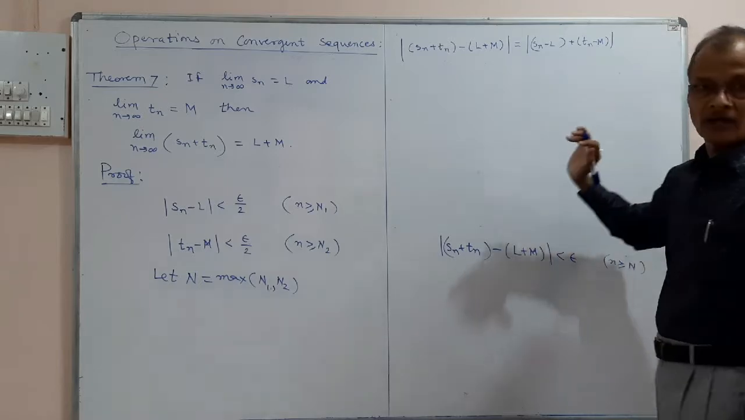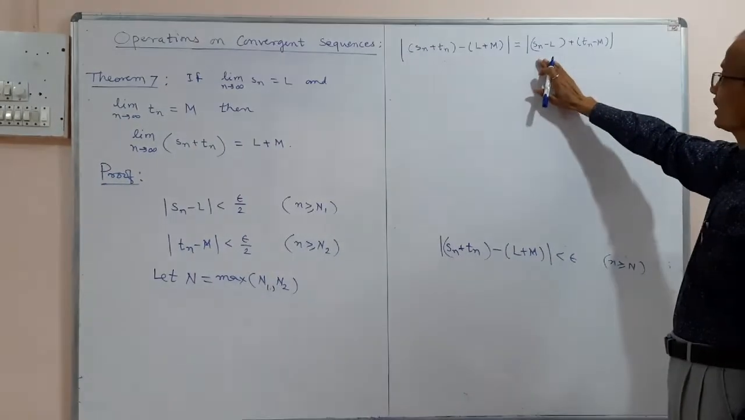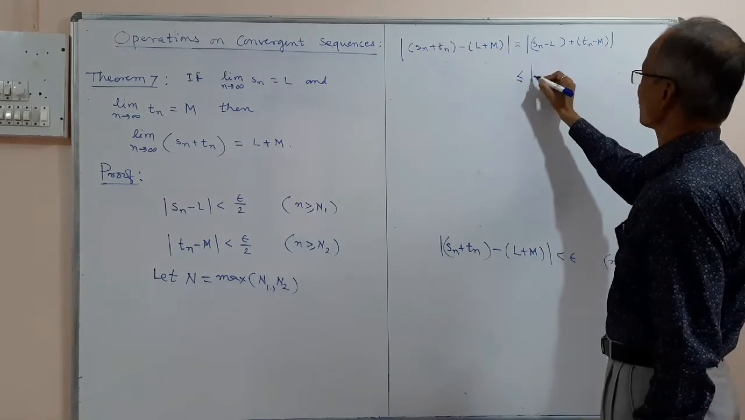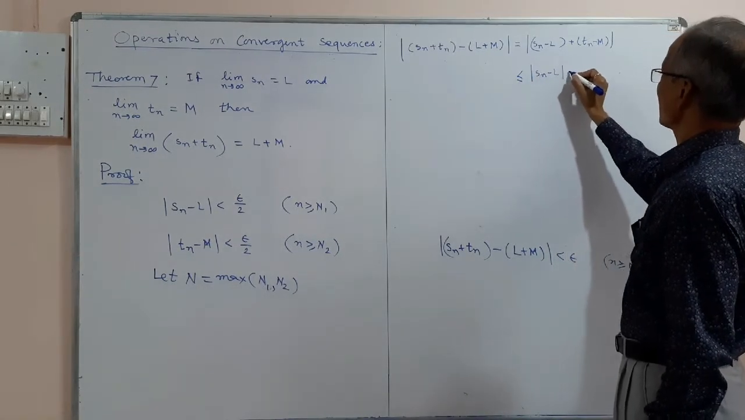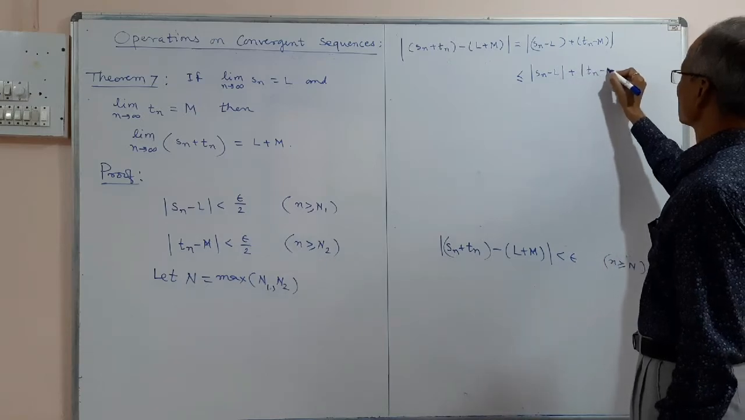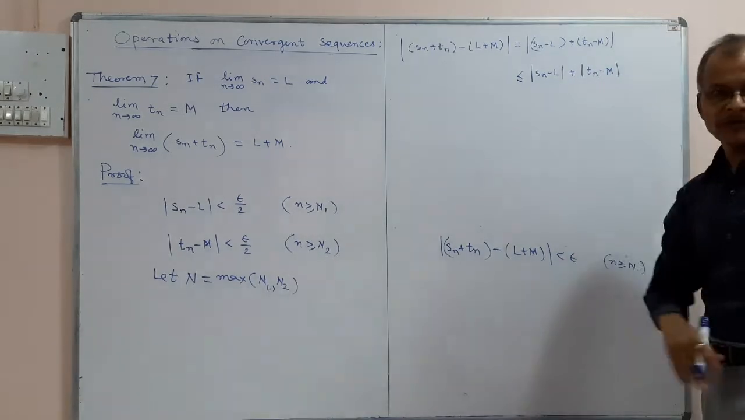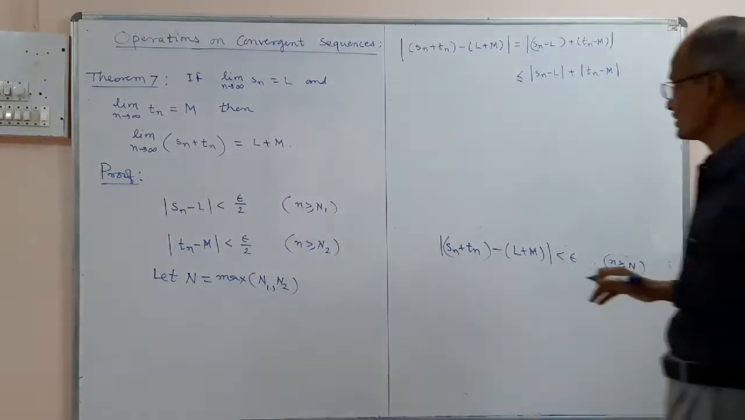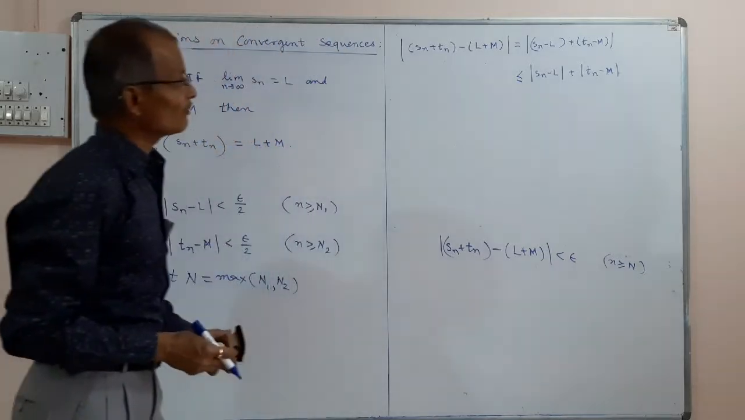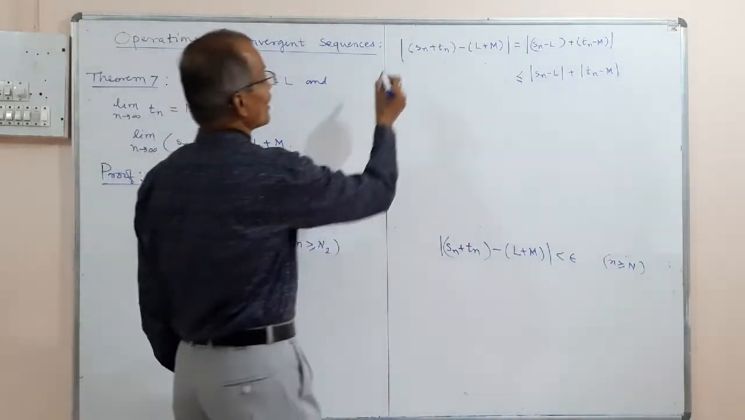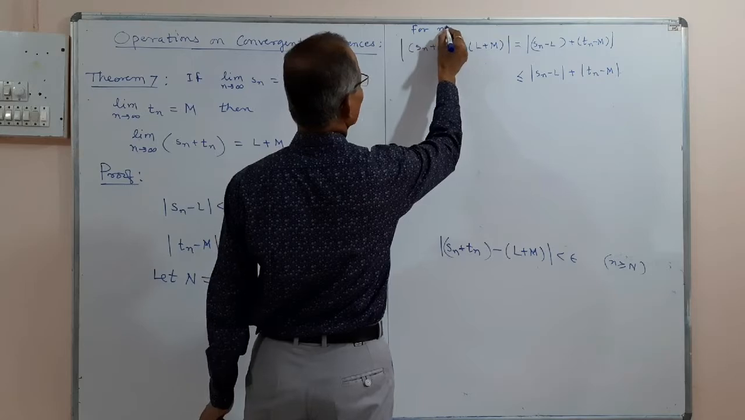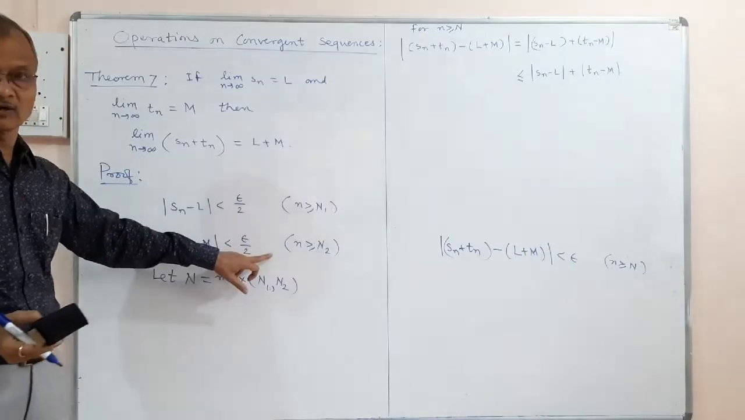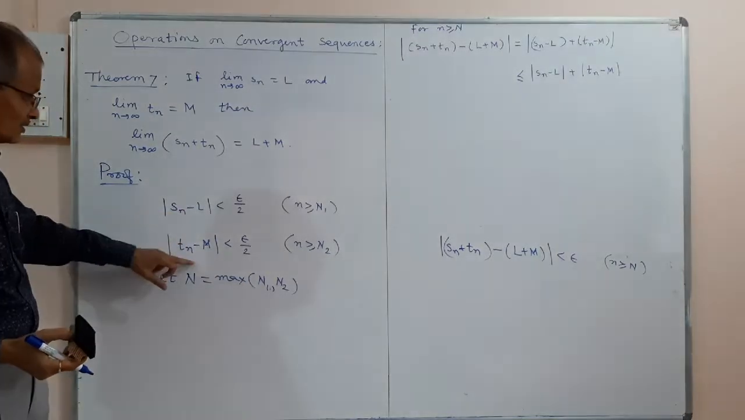Now if you separate the absolute, that means the terms in absolute sign, the relation will be less than or equal to mod of Sn minus L plus mod of Tn minus M. So this is the property of absolute value function: mod of a plus b is less than or equal to mod a plus mod b. And now consider n greater than or equal to capital N, where capital N is the maximum of n1 and n2, and for capital N both the results are true.